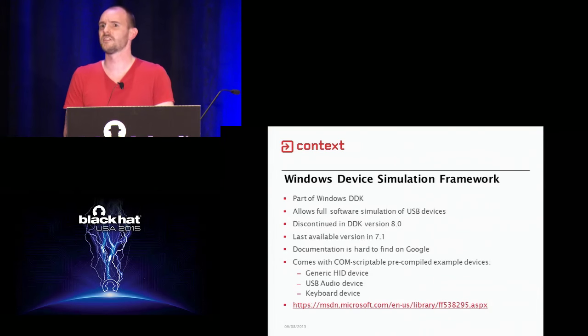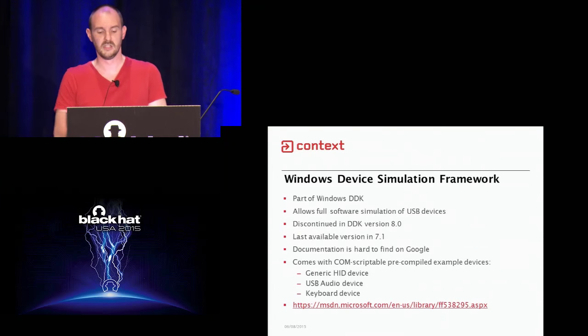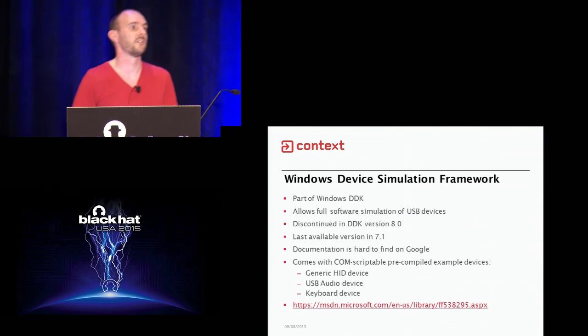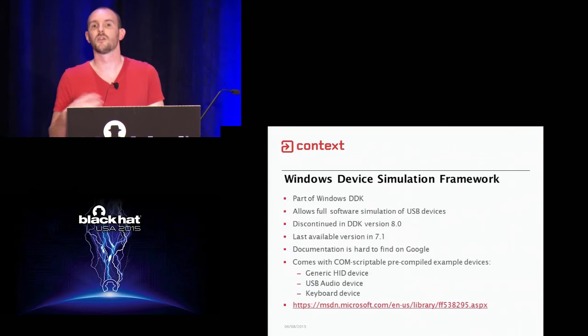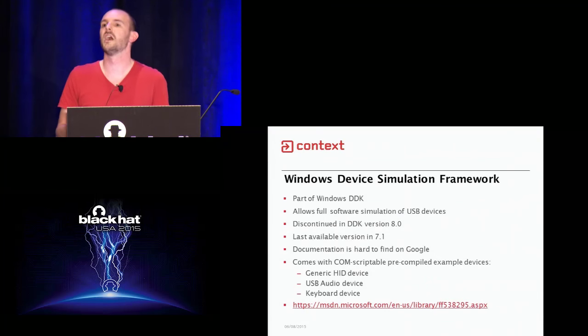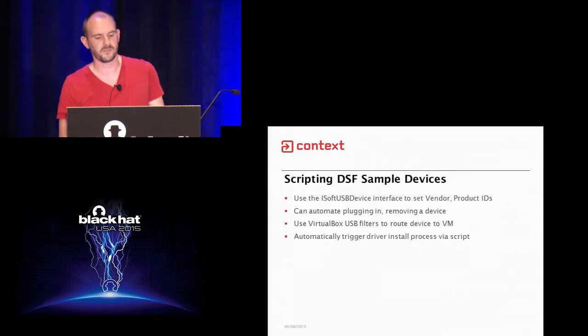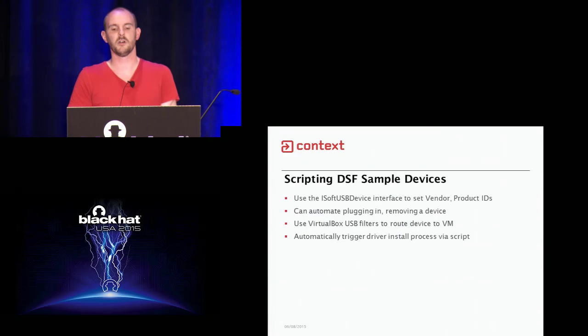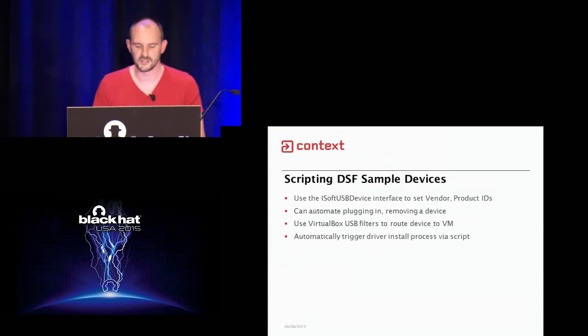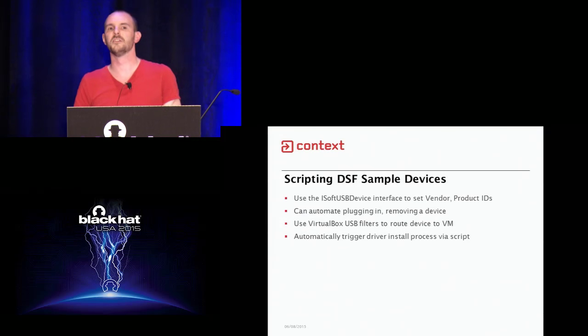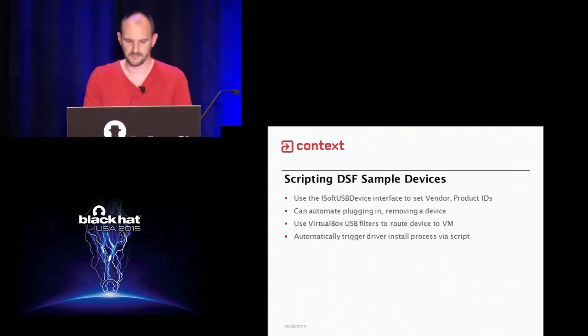Documentation is a bit thin on the ground, but it does come with some really useful scriptable example devices. So using VBS, we can actually create these devices and simulate them enough for our needs. So we acquire this, and then we set it up with our VirtualBox using USB filters to always pass through the simulated device to the VM guest. And this automatically triggers the plug-and-play service to identify the new hardware. And then we can automate this as a low-privileged user across all devices very, very easily.